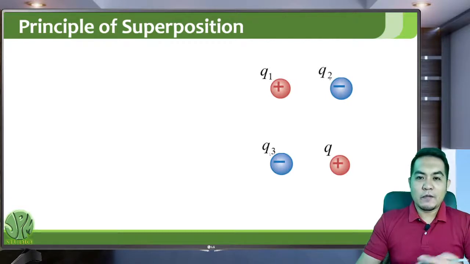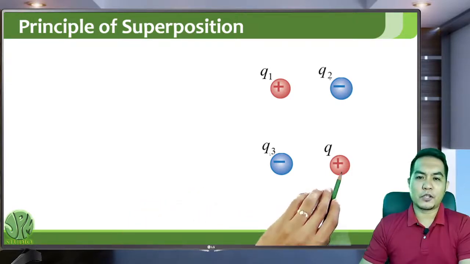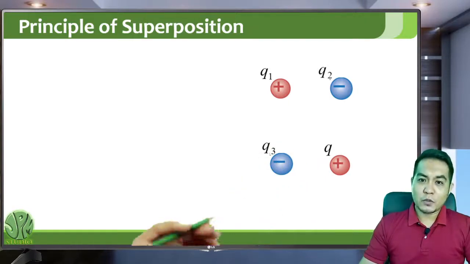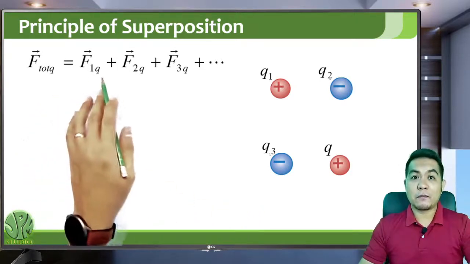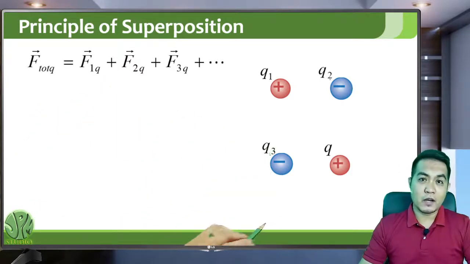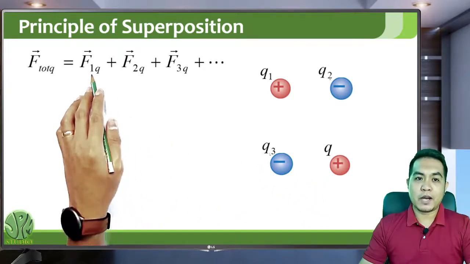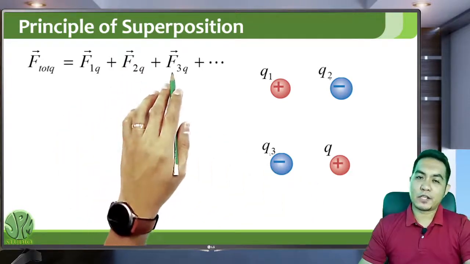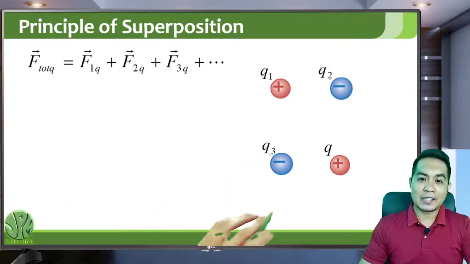So if you now have a collection or a distribution of charges, and you want to find the total force on a charge Q due to the neighboring charges Q1, Q2, and Q3, then the total force obeys the principle of superposition. So the total force is just the vector sum of all the individual forces acting on Q. So you have the force exerted by Q1 on Q, the force exerted by Q2 on Q, the force exerted by Q3 on Q, and so on, depending on how many charges are acting on your charge Q.